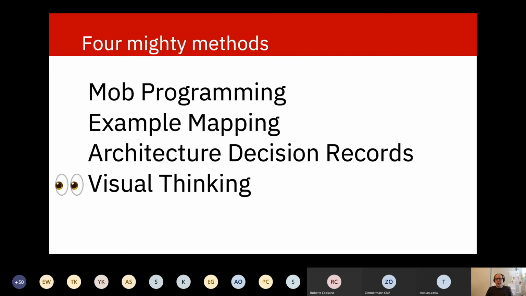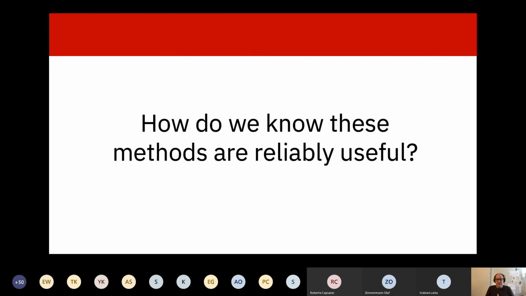So we're going to explore those things. Before we do that, though, I guess a fair question might be, how do we know that these methods are reliably useful? How confident are we in what I'm about to share with you?